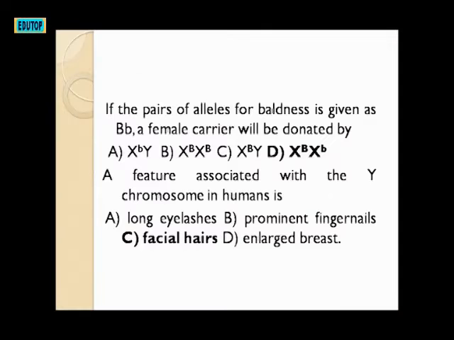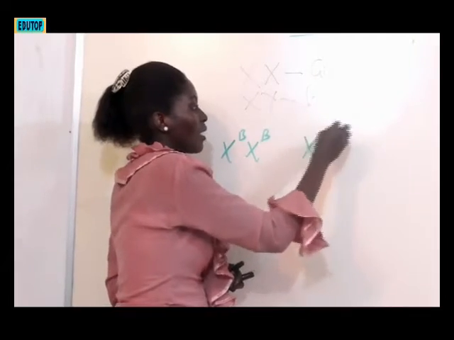The next one is saying XBXB. So that is one of the options you are considering. Then the next one is saying XBY. Y is the male chromosome, so option C is also out. Then the next option, the last one, says XBXb.